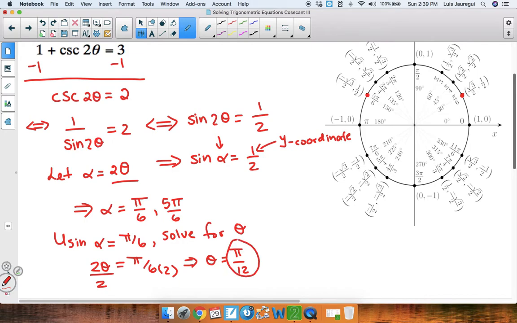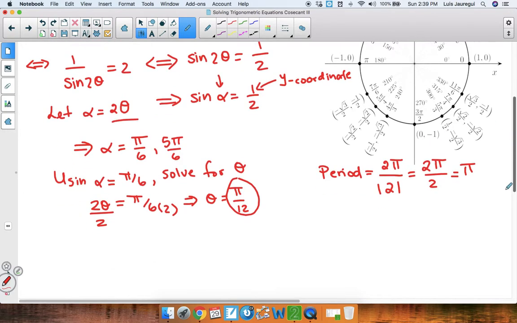Now to get the next angles, we need to add the period of this original function, cosecant of 2 theta. Recall that the period of cosecant is 2 pi, so we're going to take the 2 pi and divide by the absolute value of the coefficient of theta. In this case, the coefficient of theta happens to be 2. So 2 pi divided by 2 is pi. So the period of this function, cosecant of 2 theta, happens to be pi.